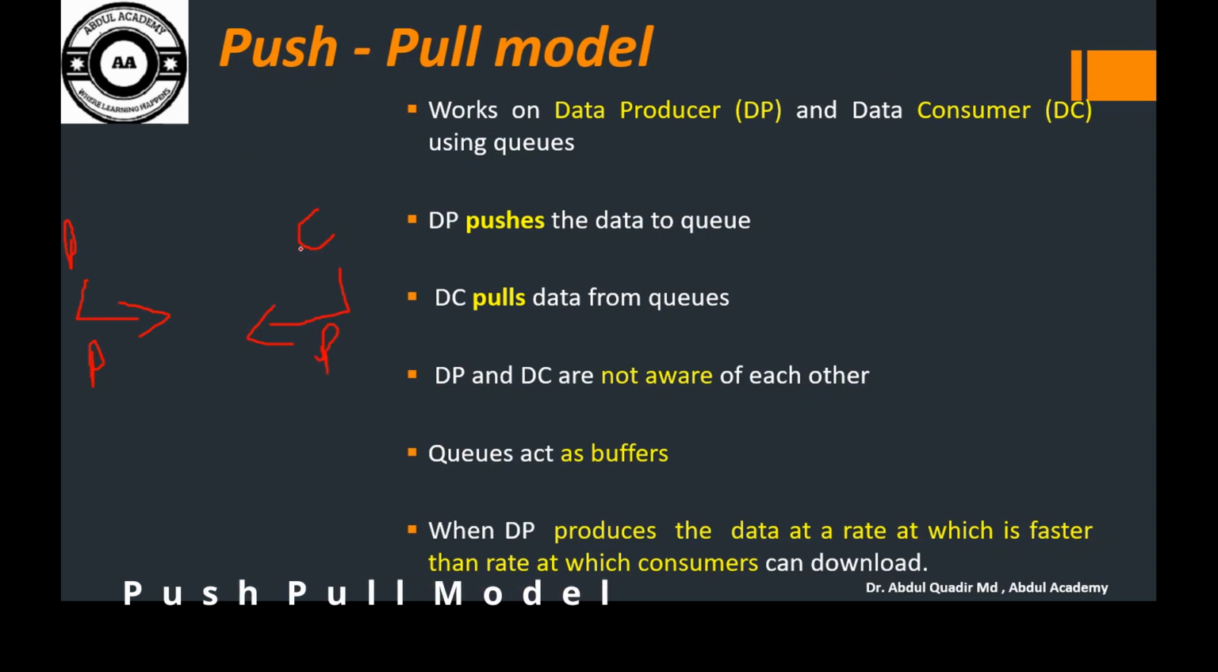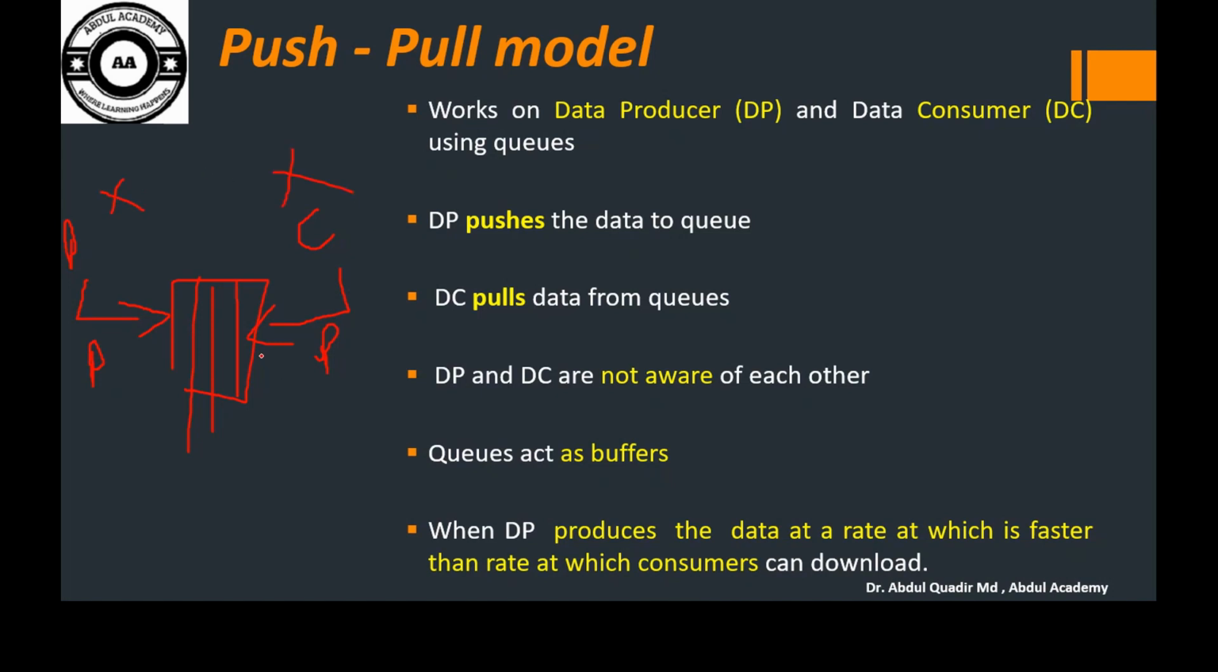Now, where does the producer push the data and where does the consumer consume the data from? From the queue. The producer pushes the data to the queue and the consumer pulls the data from the queue. Both the producer and consumer are not aware of each other. At what rate the consumer is consuming, the producer is not aware, and at what rate the producer is producing, the consumer is not aware. So now what happens when the queue is not there?